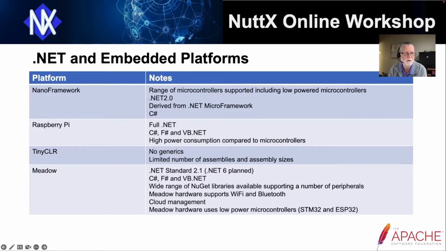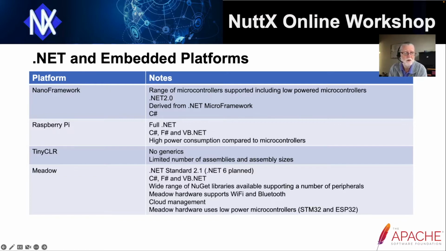And finally, we come to the product we're talking about today, which is Meadow. So this is .NET Standard 2.1 and .NET 6 is planned, and obviously when .NET 7 becomes available, we'll have a look at that. Like the Raspberry Pi, you have a choice of programming languages, so you can use C#, F#, or VB.NET. You can also, because it's .NET Standard 2.1, use a wide number of libraries available through NuGet. We also provide a number of libraries to support access to the peripherals that are available on the board.